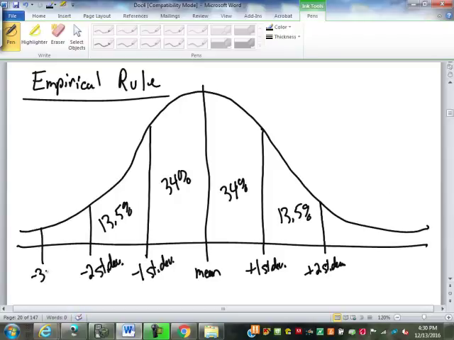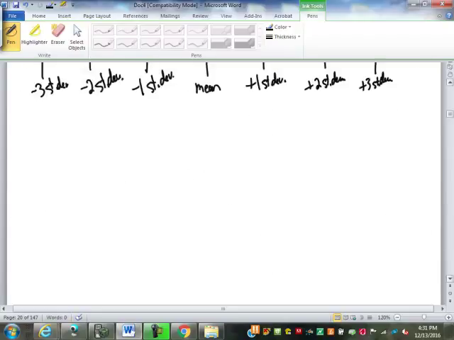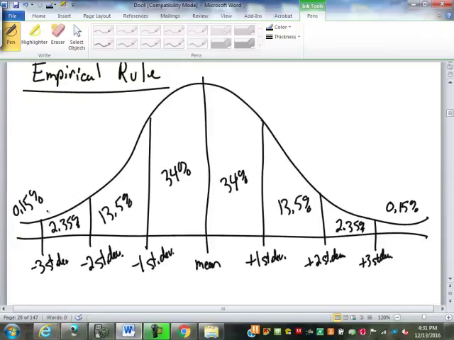Between 2 and 3 standard deviations below is going to be about 2.35%, and the same on the other end. Outside of 3 standard deviations on each end is going to be 0.15%. So that's literally 15 out of 10,000 will be more than 3 standard deviations above the mean, and 15 out of 10,000 will be more than 3 standard deviations below the mean. But right now this is probably meaningless to you.